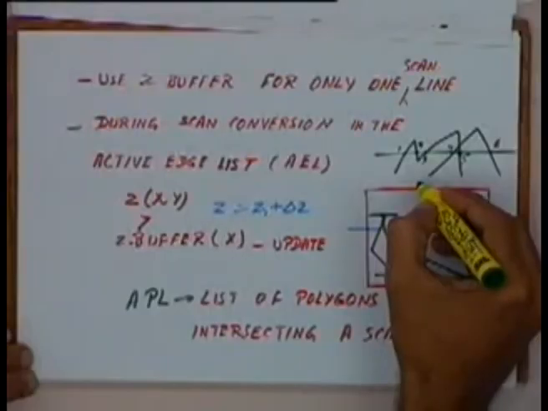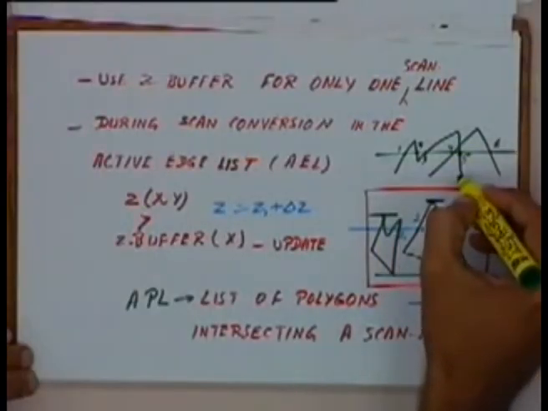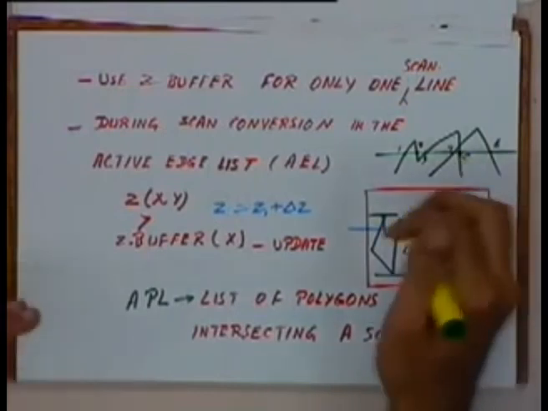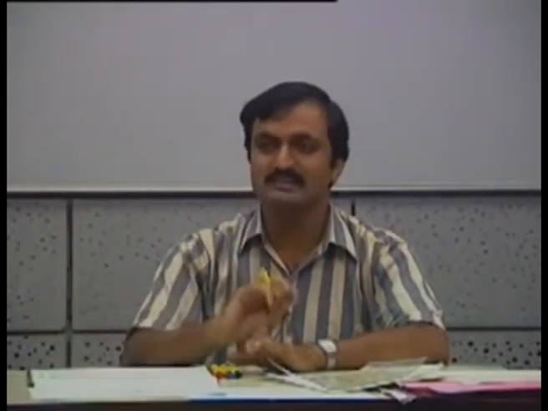No, there is a polygon like this and a polygon intersecting it like this. 4 is the edge of this polygon and 5 is the edge of this polygon. Okay, but the two polygons can be intersecting like this. Okay, it has to be done separately. Okay, so we will take care of that in the next algorithm.